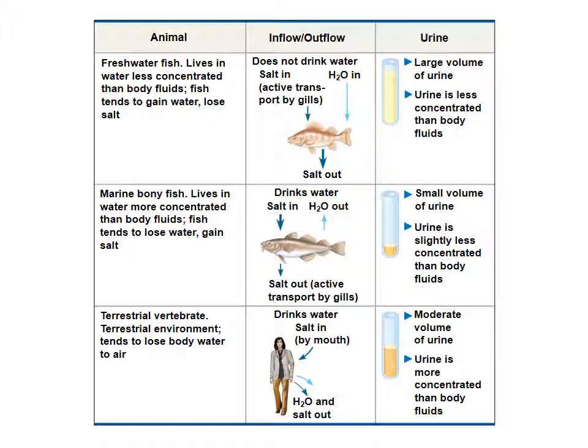It shows you what animal. So the first one shows you a freshwater fish, and it tells you it doesn't drink water and it tries to get the salt out. But it produces large amounts of urine, and the urine is less concentrated than the body fluids. And then you go on to the marine bony fishes. They drink in water. They want salt out, water out. They produce very small amounts of urine. And then the last one is terrestrial vertebrates. So we produce a moderate amount of urine.